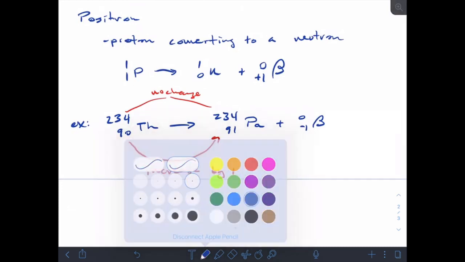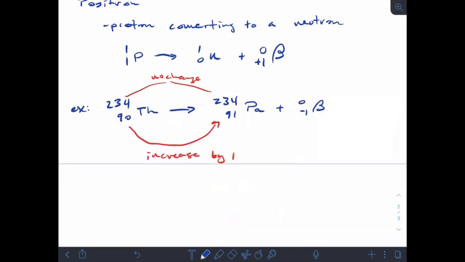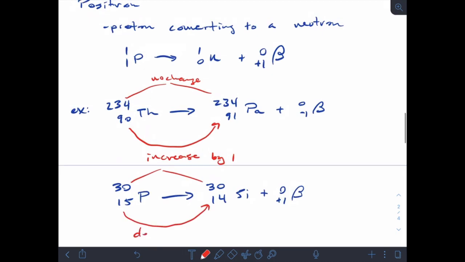Right. For our positron, let's take a look at how that works. If I have phosphorus-30, it can undergo positron emission and become silicon. Again, notice that the mass number didn't change because all I've done is convert a proton into a neutron, so my total number of nucleons is the same. But here with positron emission, we see a decrease by 1.